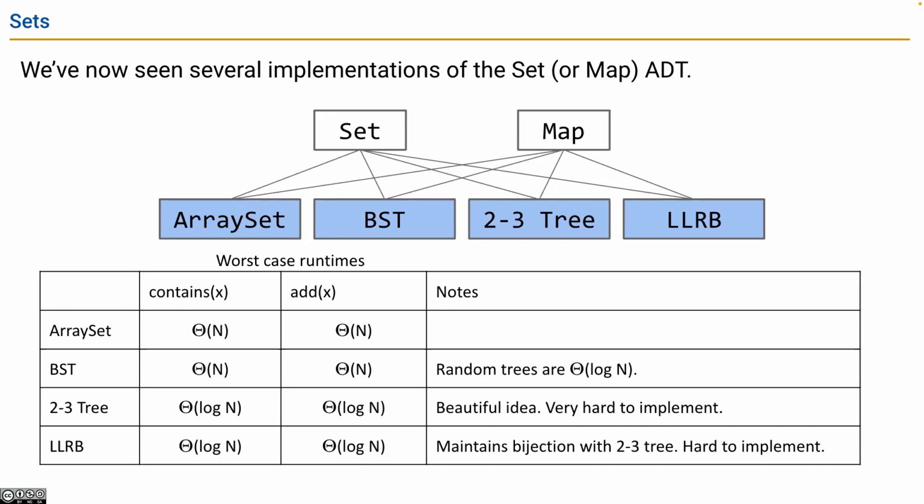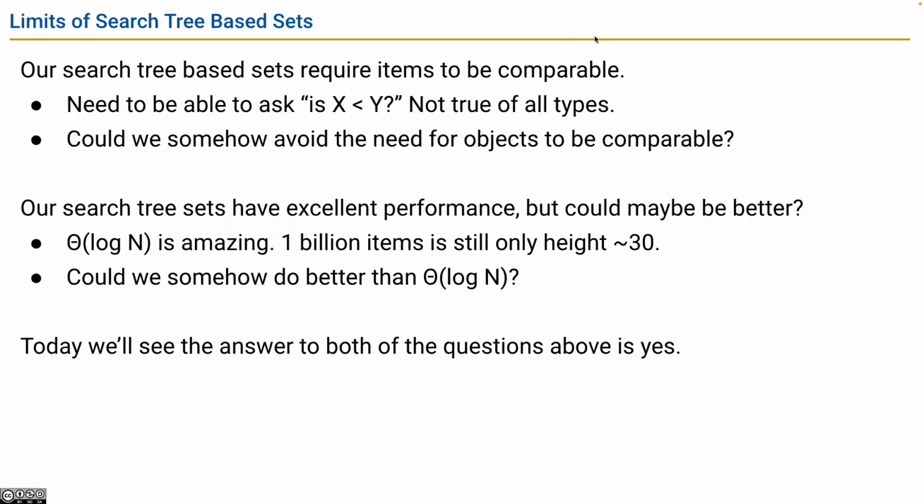All right. Now, there are some downsides of the approach we have so far, which is that the keys need to be comparable. On the BST map lab, you got to see how that works in Java, with the syntax K extends Comparable. So we need to be able to ask the question, is X less than Y? But that's not true of all types.